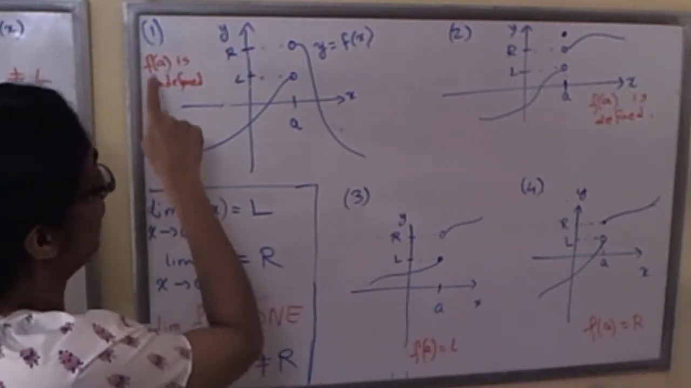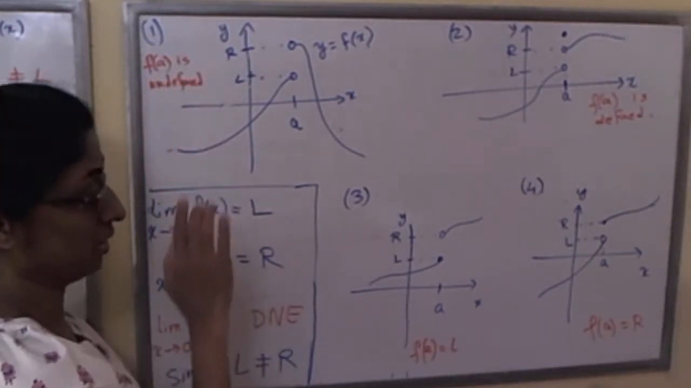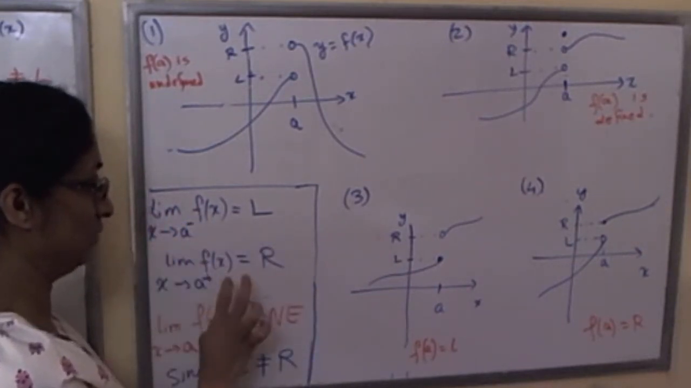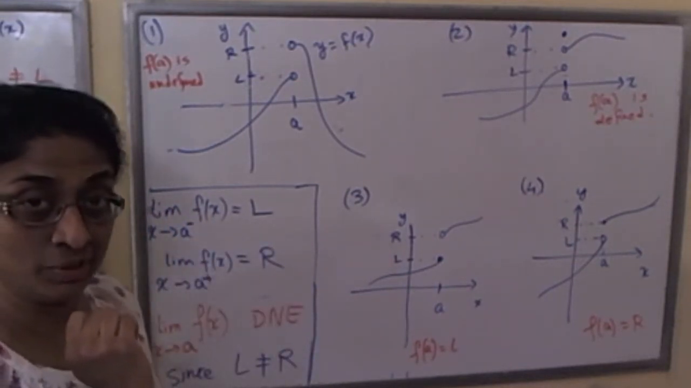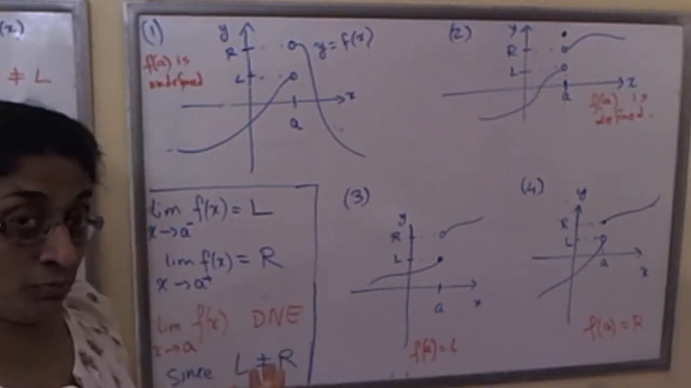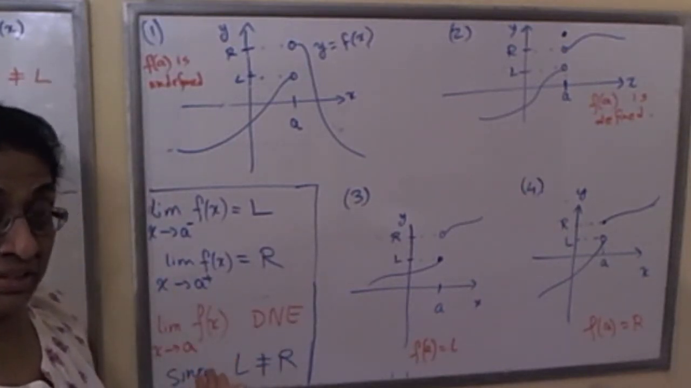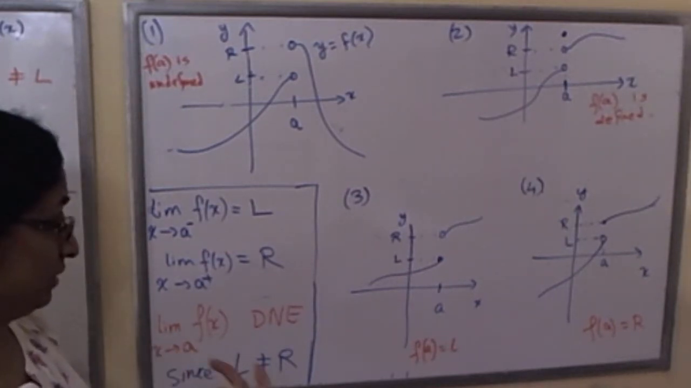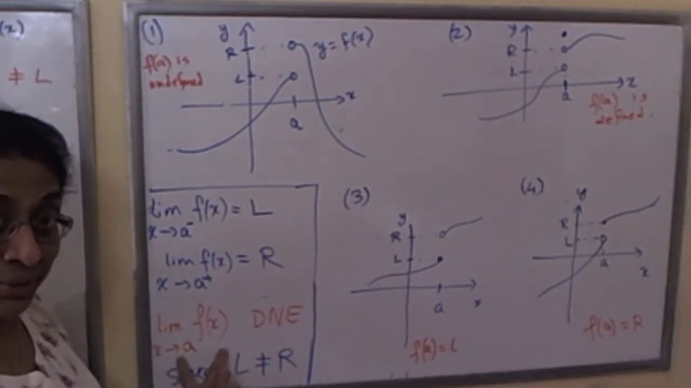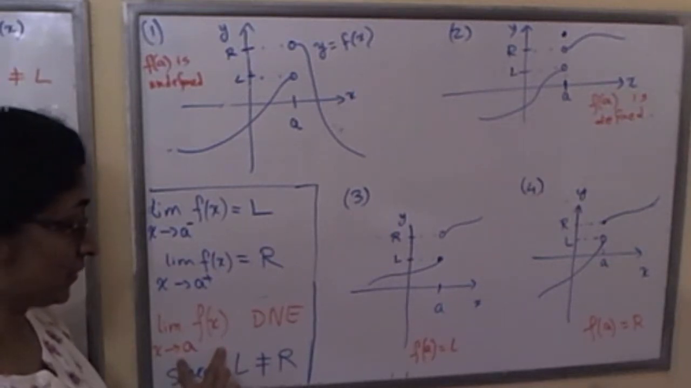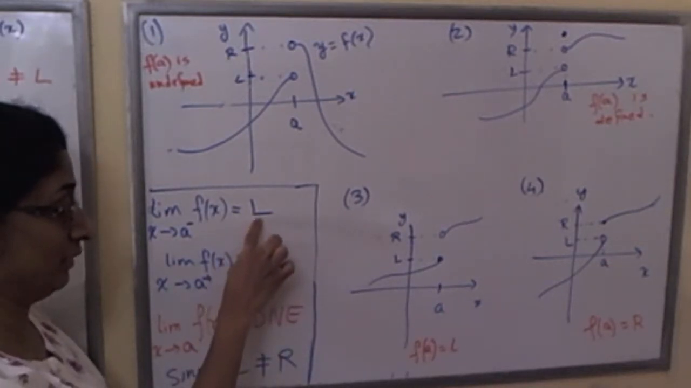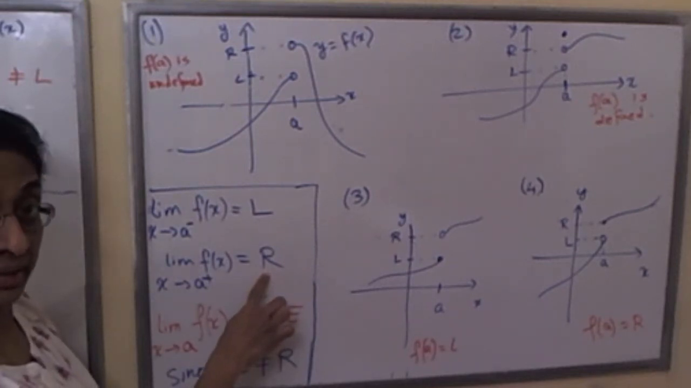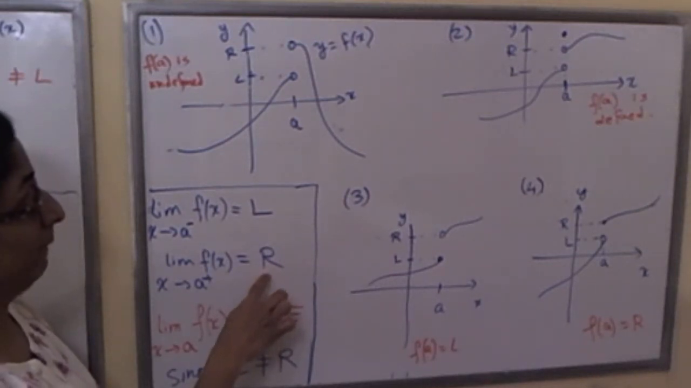The fact that f of a is undefined is irrelevant when you compute the left-hand limit and right-hand limit, because of the way we have defined the left-hand limit and right-hand limit. Also, by the definition of the two-sided limit, we say it exists only when the left-hand limit and right-hand limit are equal and it equals the common value.